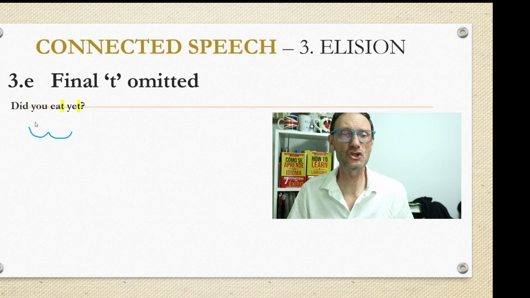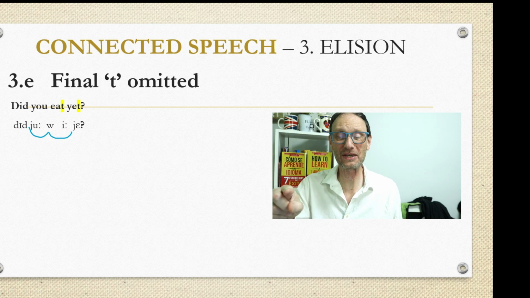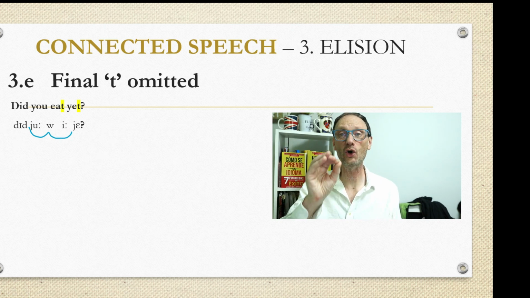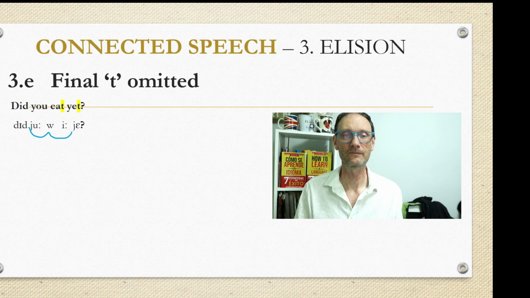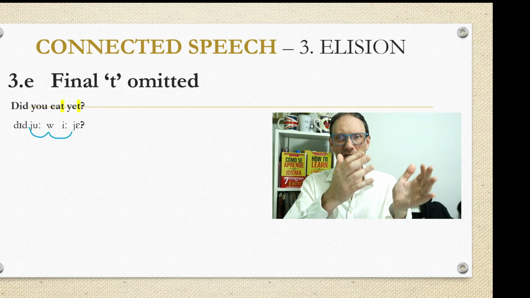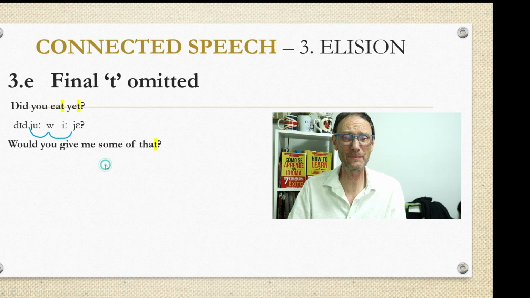An example is, did you eat yet? And we're also using the connected speech, the liaison. So you can get rid of the T at the end of some words. This is a typical feature of more informal English and spoken quickly. So you don't have to say, did you eat yet? Again, it's laziness and efficiency at the same time.